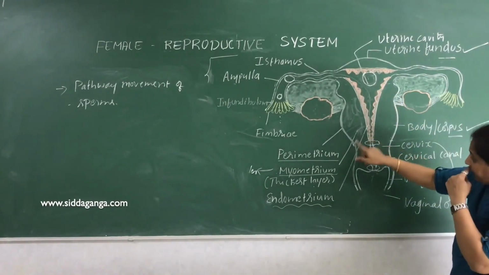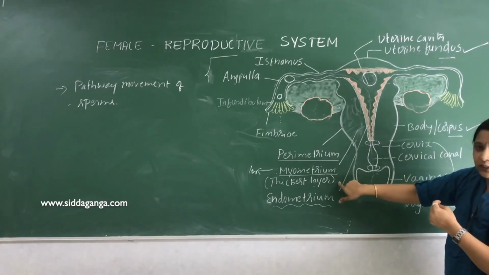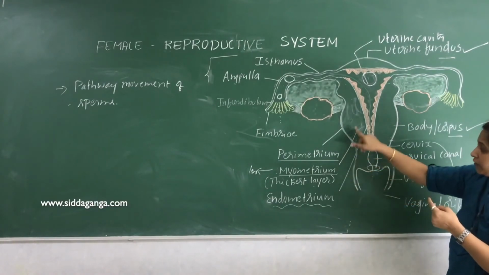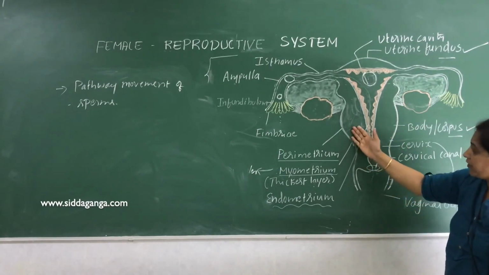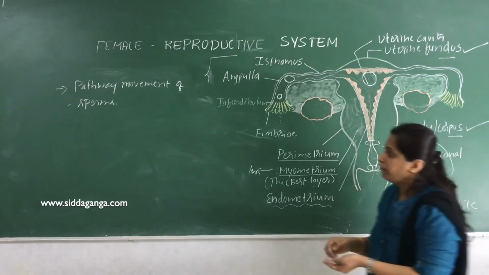And one more thing, the myometrium is there. So what is the function? It helps in the contraction of these muscles, helps in parturition, right? So the myometrium layer of the uterus also helps in parturition.